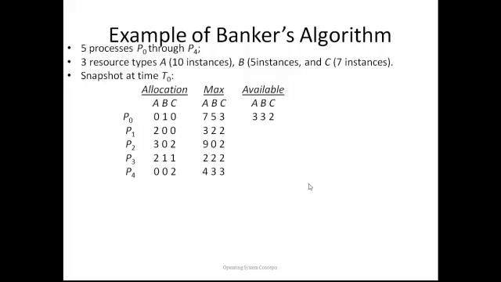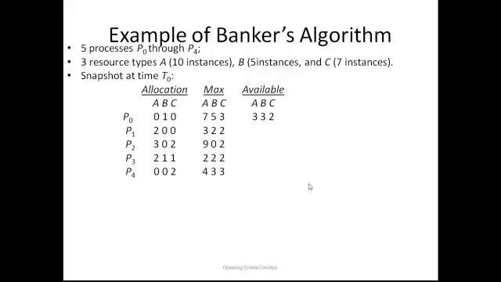Suppose you are having 5 processes P0, P1, P2, P3, P4 and three resource types, that is A, B and C, where we are having 10 instances in resource type A, 5 instances in resource type B and 7 instances in resource type C. So for a time T0, the allocation of the instance resources A, B, C with the processes P0, P1, P2, P3 and P4.